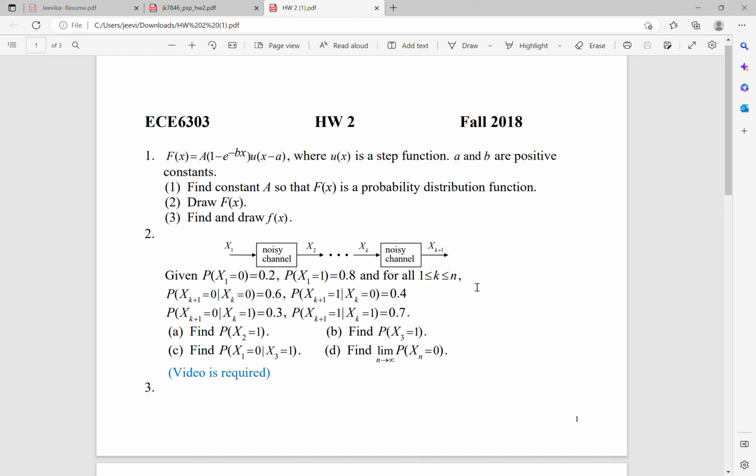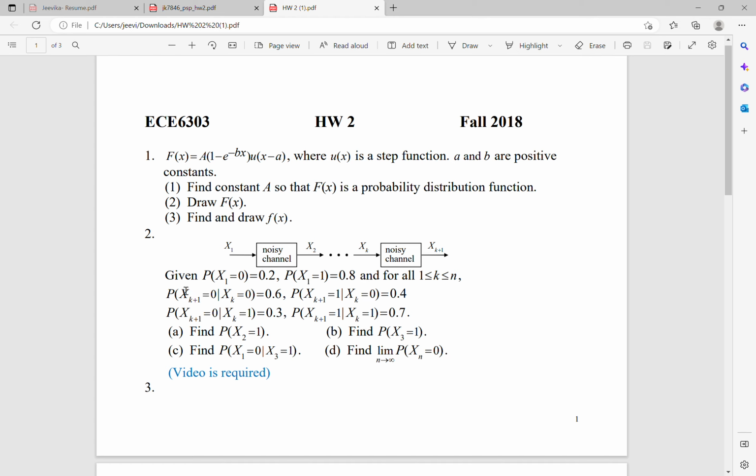Now the probability that Xk+1 is equal to 0 given Xk is equal to 0 is 0.6, and the probability that Xk+1 is equal to 1 given Xk is equal to 0 is 0.4. Also, the probability that Xk+1 is equal to 0 given Xk is equal to 1 is 0.3, and the probability that Xk+1 is equal to 1 given Xk is equal to 1 is 0.7.